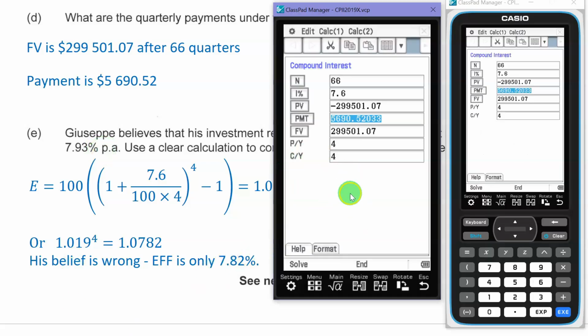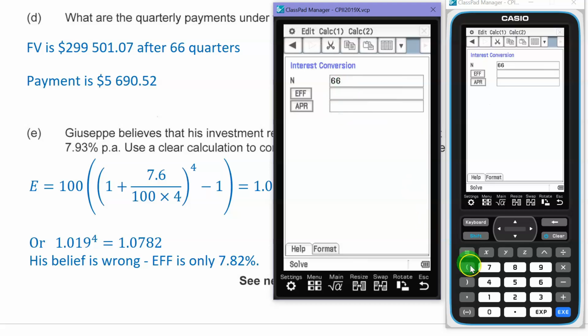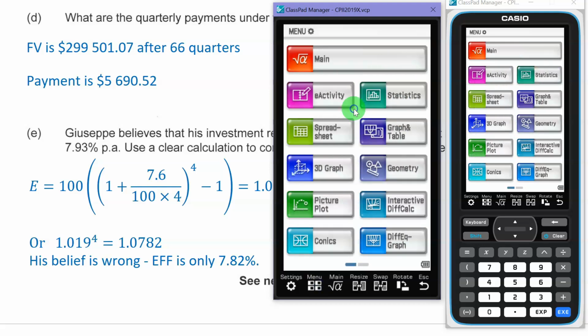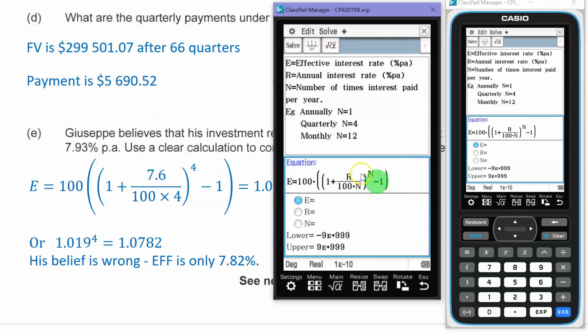While I'm still in the financial app, we could just quickly check what it actually is using interest conversion here. Put in that the annual rate is 7.6, that we're compounding it 4 times, and the effective rate is 7.82. So obviously it's not, but the question asks for a clear calculation. Probably the best way to do this is to use my e-activity here. So here we've got the effective interest rate. If I tap on the I for information, it reminds me what's got to go in the boxes. But here's the basic formula.